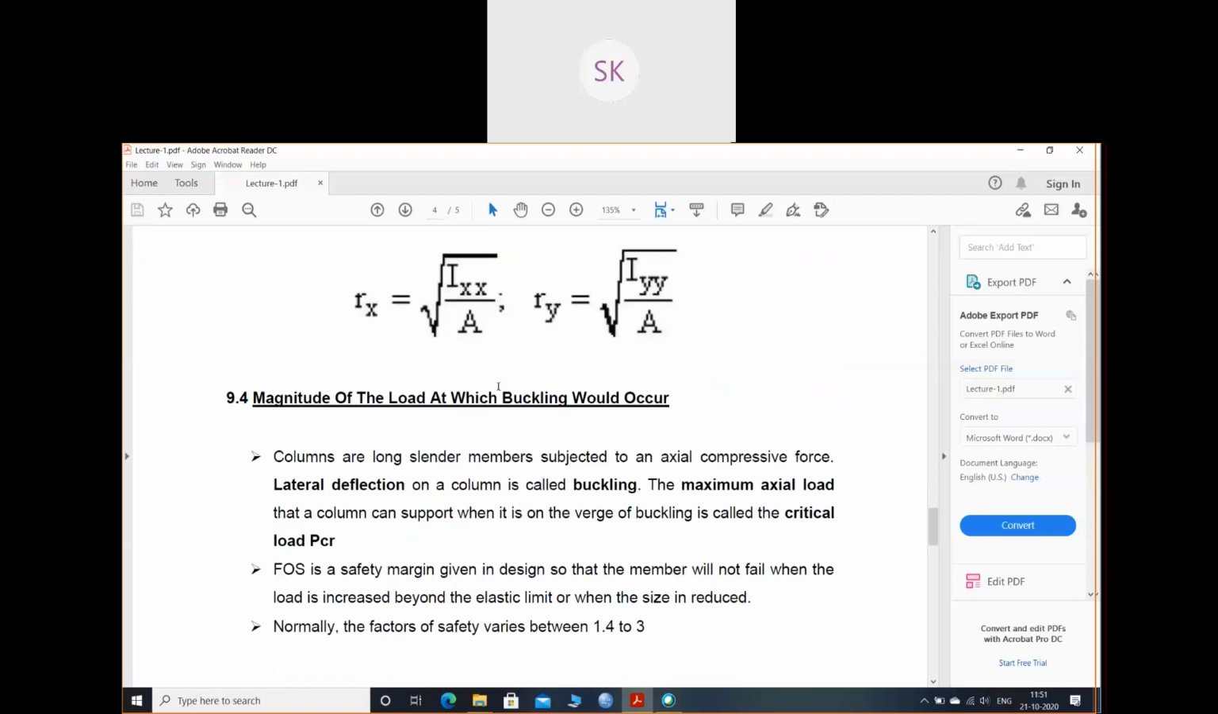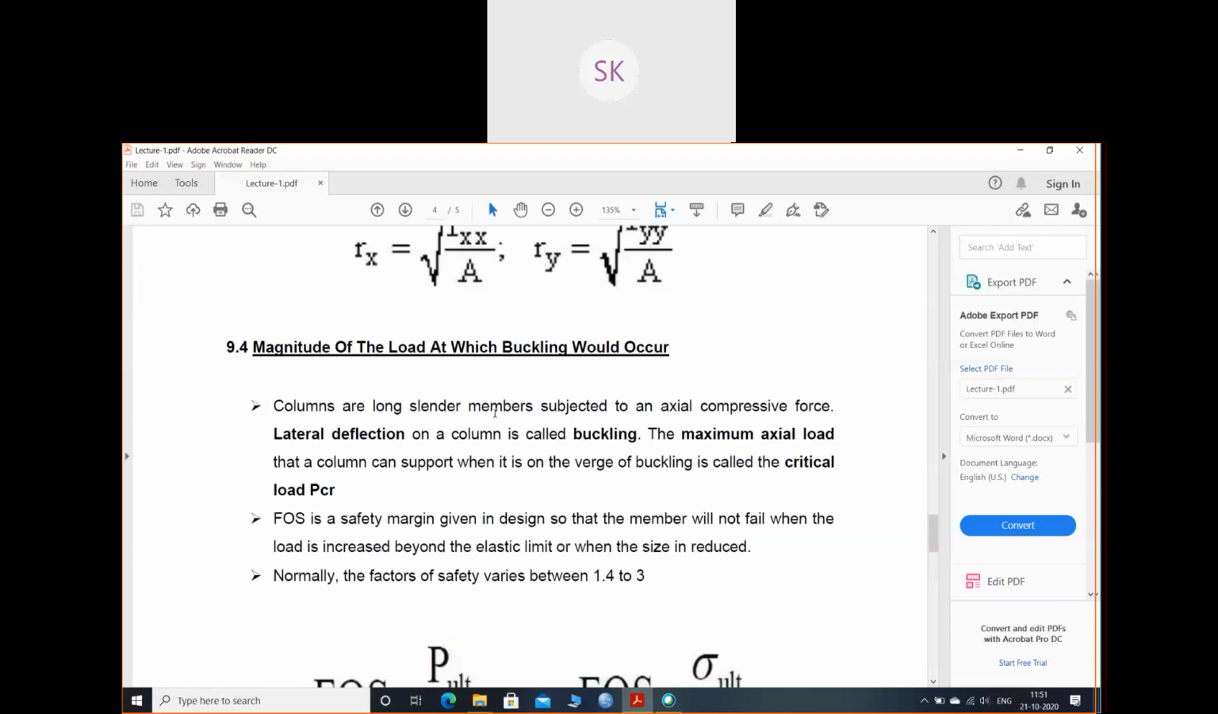Okay. So magnitude of the load at which buckling would occur. Columns are long slender members subjected to an axial compressive force. Lateral deflection of a column is called buckling. The maximum axial load that a column can support when it is on the verge of buckling is called the critical load. So the load at which your column starts to buckle, that load is called critical load. I have discussed just now, right?